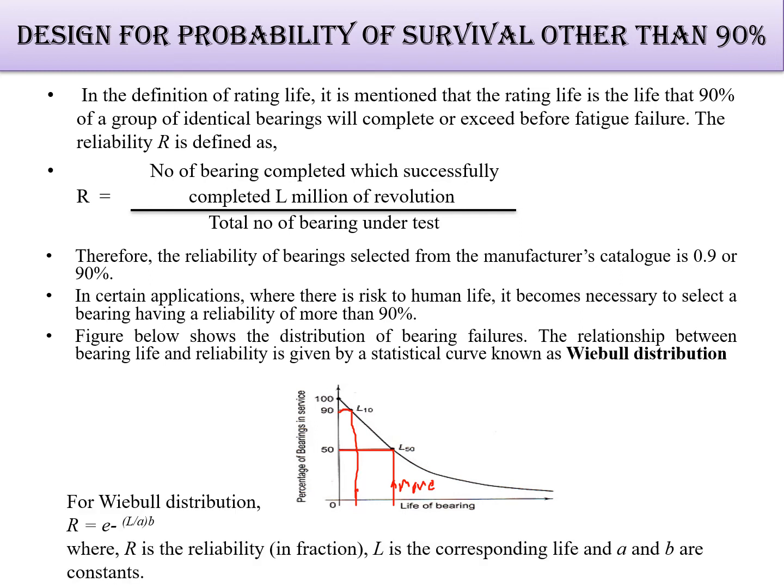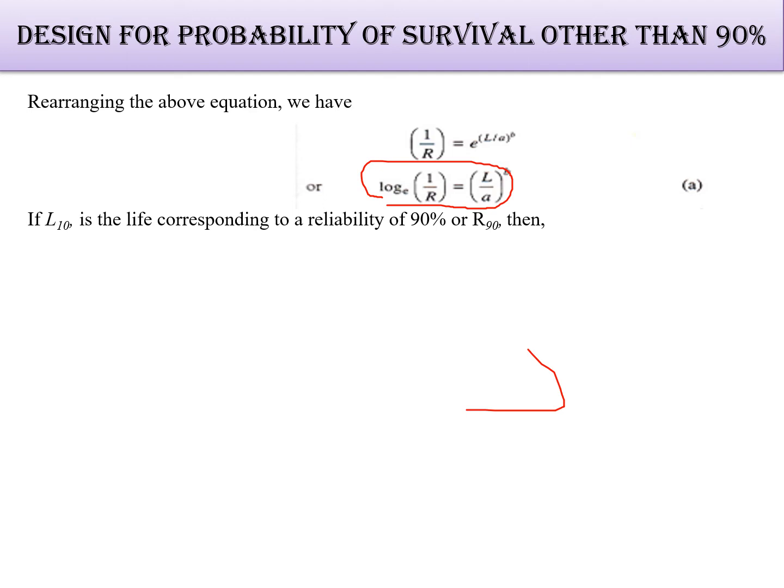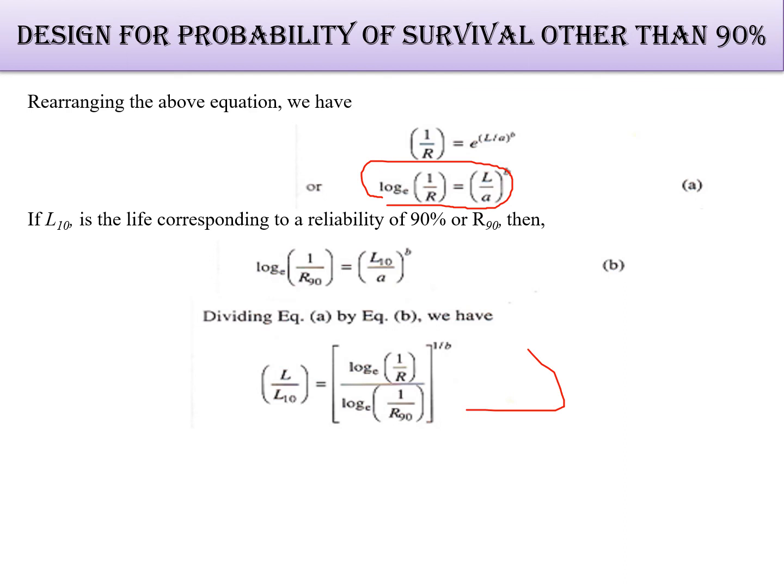So the Weibull distribution: R is equal to e raised to minus (L by A) raised to B, where R is the reliability, L is the corresponding life, and A and B are constants. We rearrange this term and it is written as 1 upon R is equal to e raised to (L by A) to the power B, and log to the base e of 1 upon R is (L by A) to the power B. So L10 is the life corresponding to reliability of 90%, R90. It is tabulated in this way.